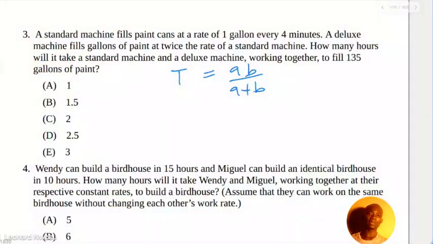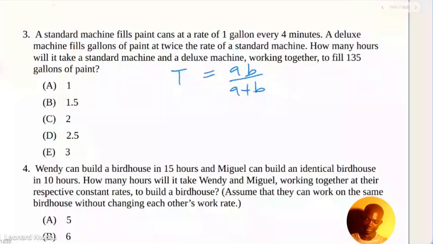So you'll be able to finish on time and still with minimal mistakes. Look at this. 1 gallon for 4 minutes.